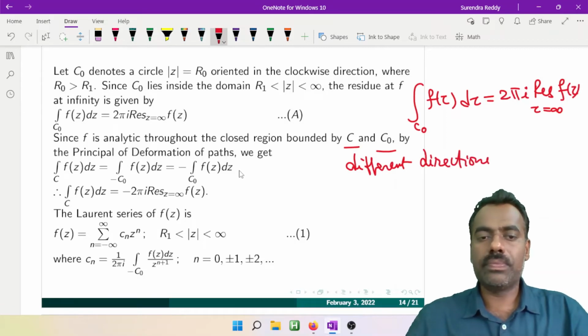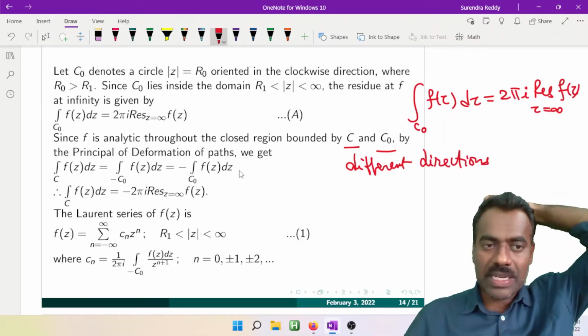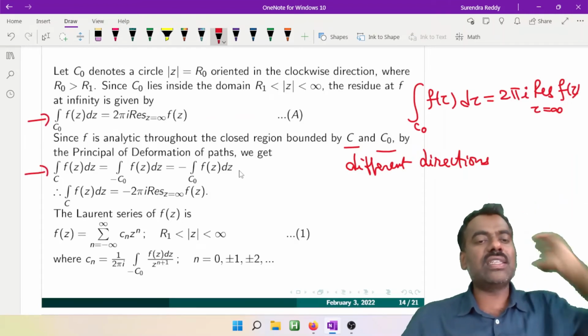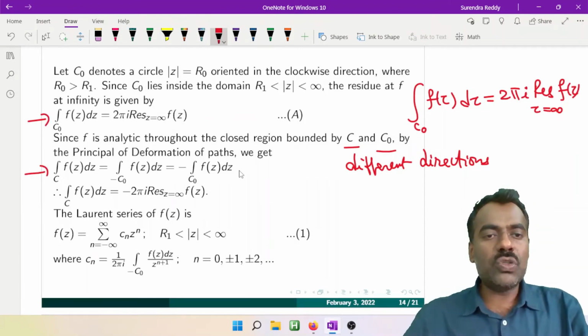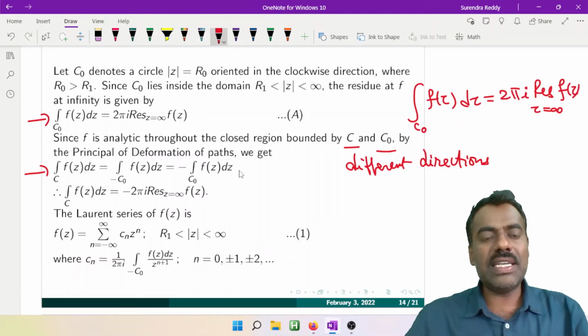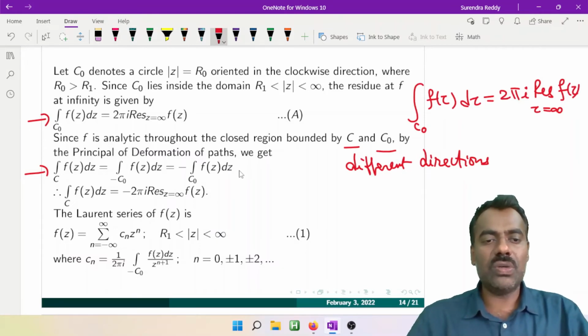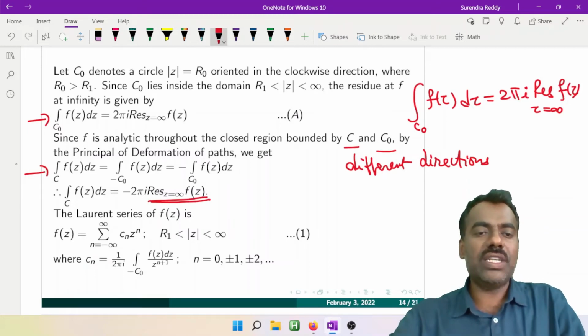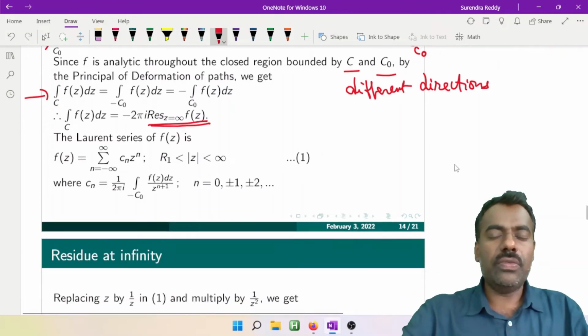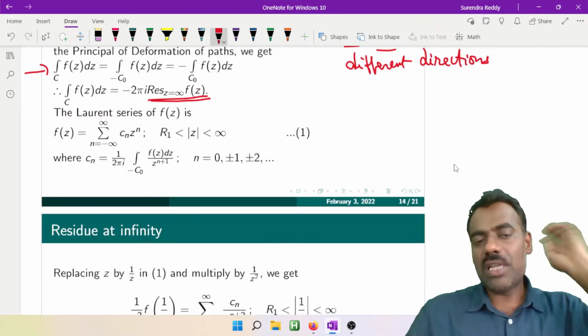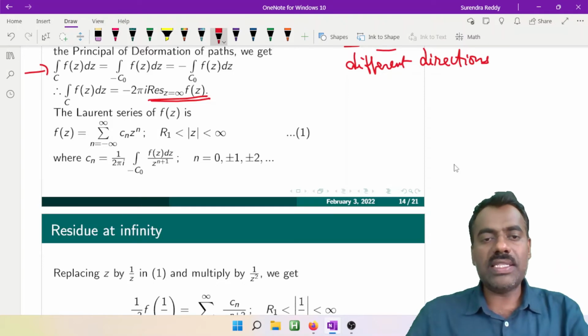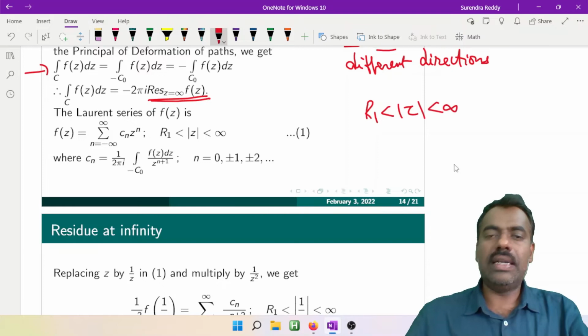So if you combine this one and this one, the integration over C of f of z dz is minus 2 pi I times the residue of f of z at z equal to infinity, because the integration over C naught of f of z is minus times the integration over C of f of z dz. So the idea is, now we want to calculate the residue of f of z at z equal to infinity, so we will write the Laurent representation of f of z in this annular region, mod z bigger than r1, less than infinity.